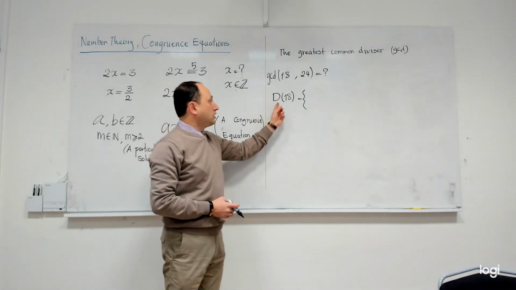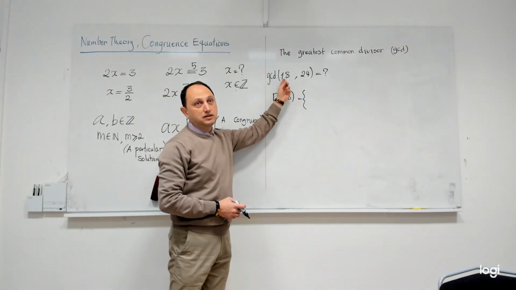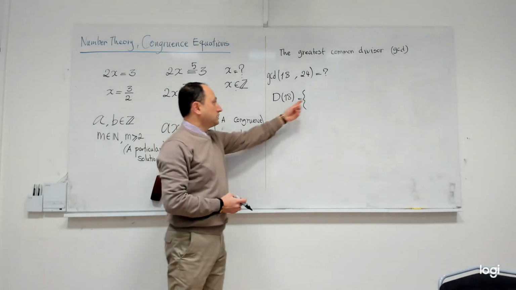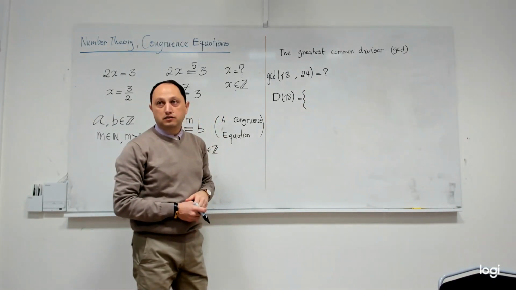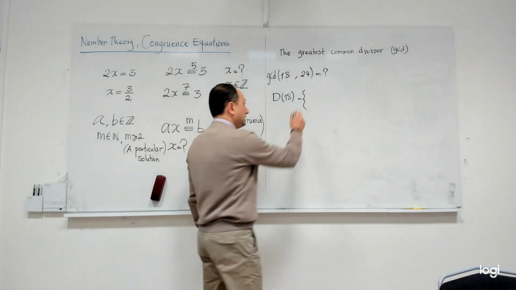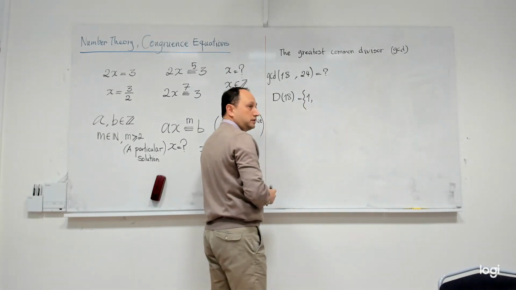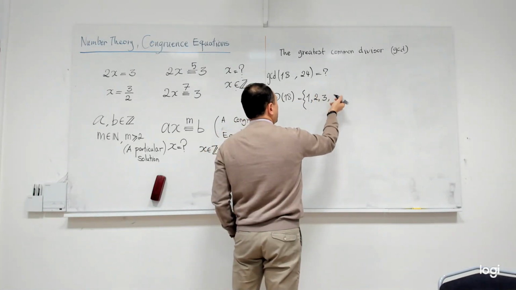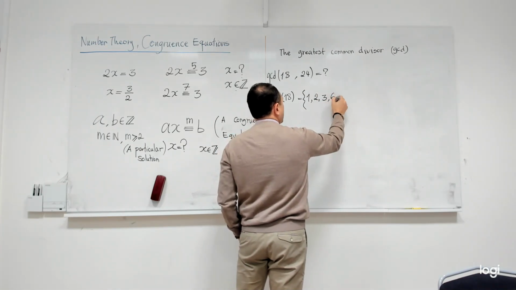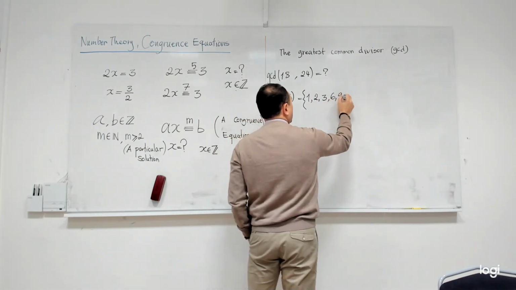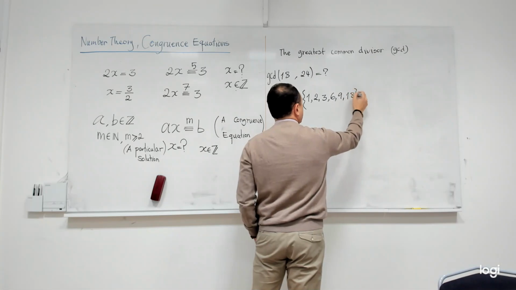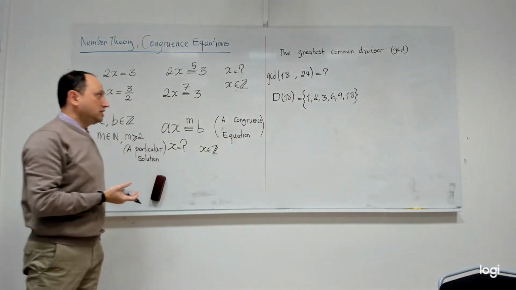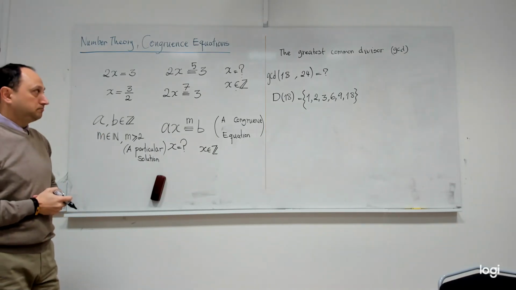Okay, I want to write all the divisors of 18, positive divisors, because we can also have negative divisors. So what is the first element here? 1. The first element is 1. Yes? What is the second element? 2. The third one is 3. The next ones are 6 and 9, and finally 18. Yes. So this is the set of all positive divisors that you can imagine for 18.